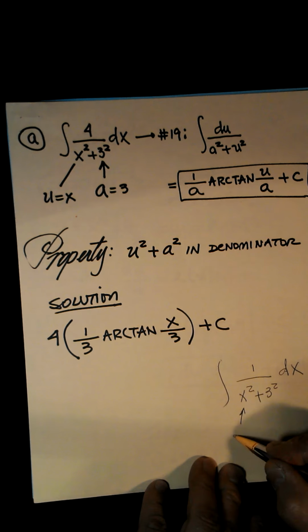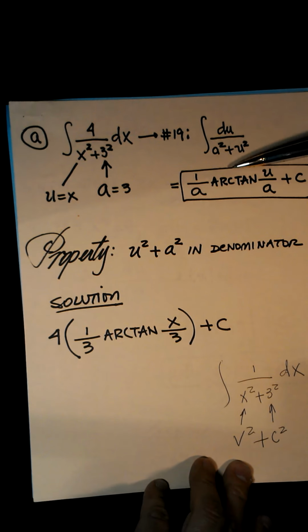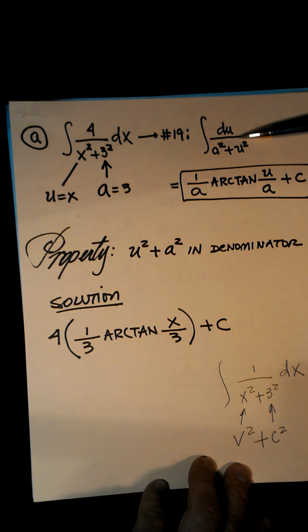This is a variable. This is a constant. Squared is squared, and the plus sign. This is a trig integral from our integral sheet. You must be able to recognize this integral, and you look up the sheet, and here is the solution.